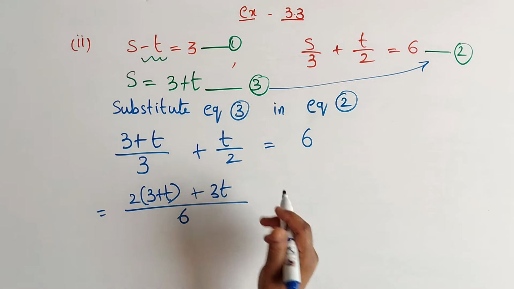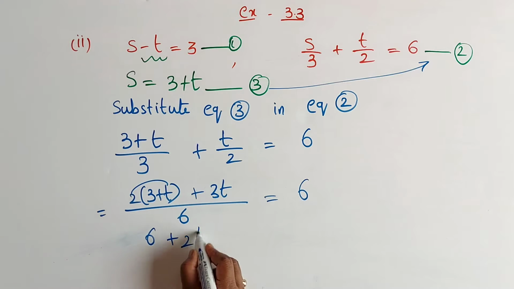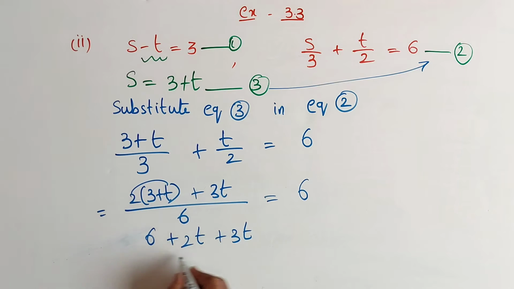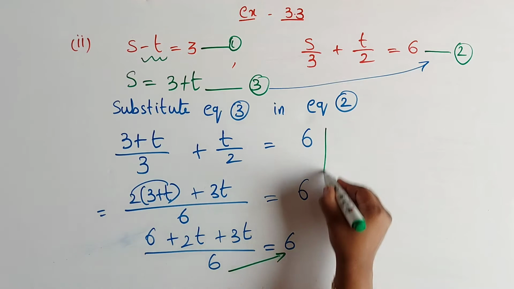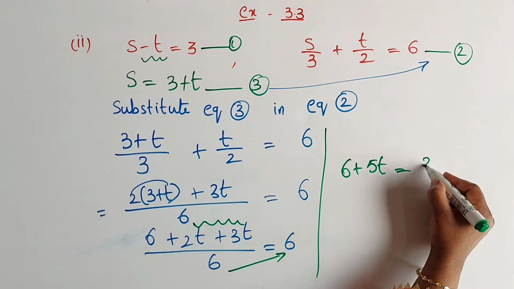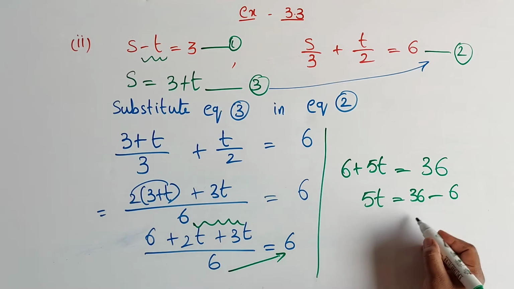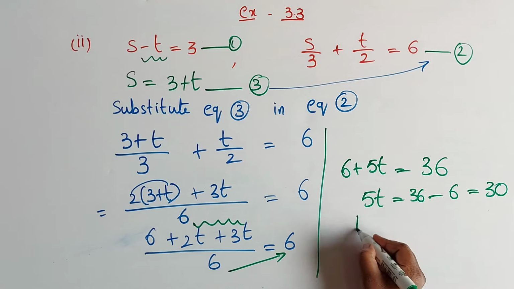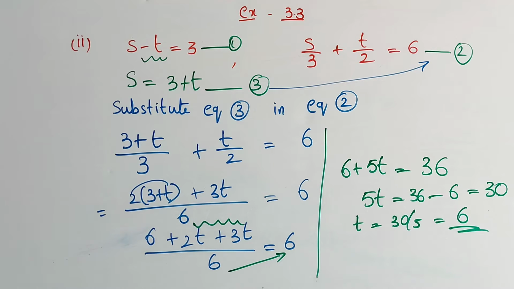3 into t, 3t, children. That equal to 6 here. 2 3s are 6 plus 2 into t. 2t plus 3t already here divided by 6 equal to 6. Correct? Let us send this 6 to the right hand side. Okay, children. Now this will be 6 plus 2t plus 3t. 5t equal to 6 6s are 36. Now 5t equal to 36 minus 6, that equal to 30, children. From here, t equal to 30 by 5. 5 6s are 30. So the t value is 6.